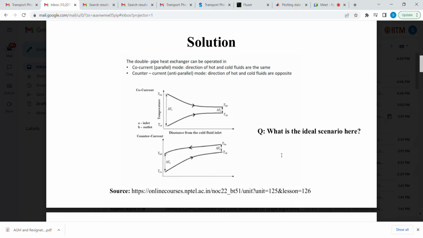So the thermodynamic ideal scenario is simple, right? The temperature, that's complete heat transfer between the hot fluid and the cold fluid, but that's not possible. However, it is much more efficient in counter current, anti-parallel mode. Why is that the case? Go listen to the lecture.